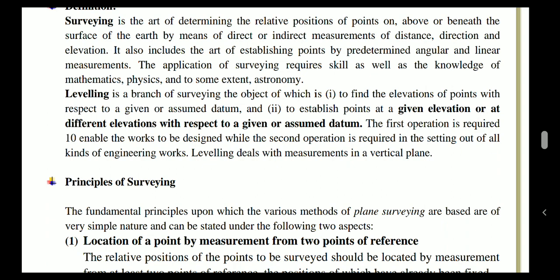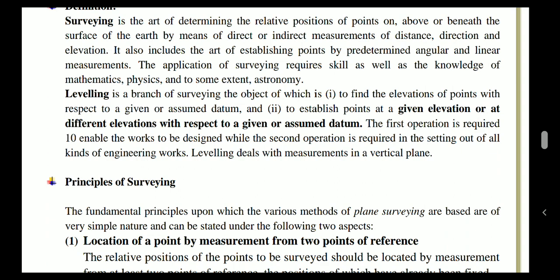And there are two types of surveying. First, plane surveying. Second, geodetic surveying. Plane surveying is that type of surveying in which the mean surface of the earth is considered as a plane and the spheroidal shape of the earth is neglected. So all the triangles that are formed by survey lines are considered as plane triangles.